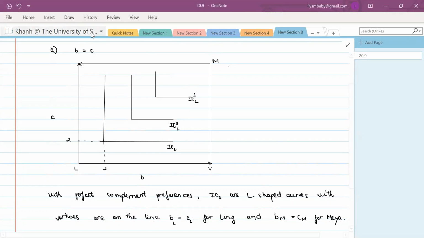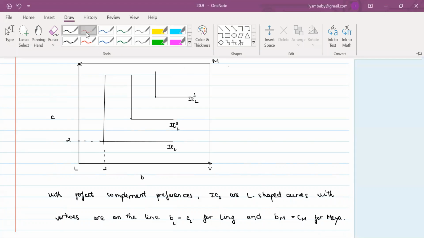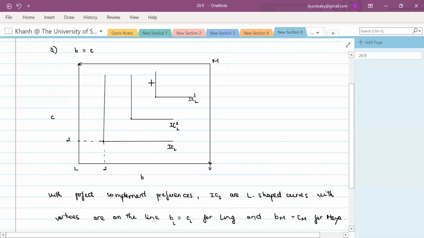Now I'm going to draw indifference curves for Maya. Again, these are curves with all of the vertices on the line where B equals C. I'm going to use the red line, so it's going to be something like this. This is going to be the indifference curve 1 for Maya.